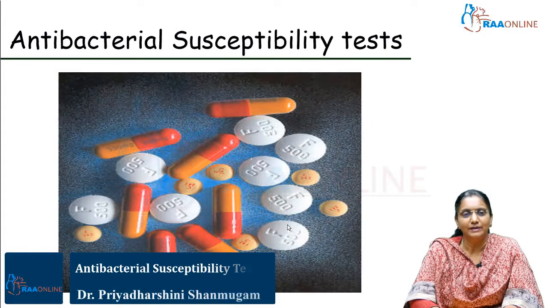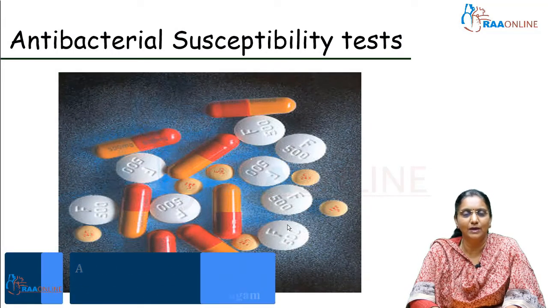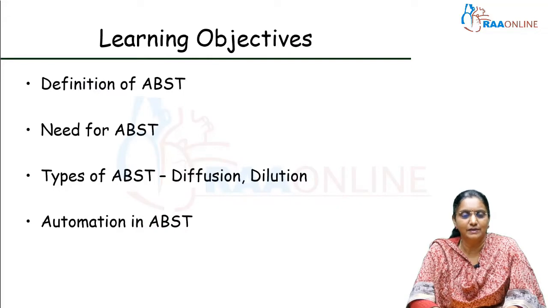Hello everybody, the topic for now is antibacterial susceptibility tests and how we do the procedure for antibacterial susceptibility testing. Under this heading, we will be discussing the definition of antibiotic susceptibility testing, what is the need or requirement for doing this testing, what are the different types of ABST available, the diffusion methods, the dilution methods, as well as the automated methods which are available in antibiotic sensitivity testing as of now.